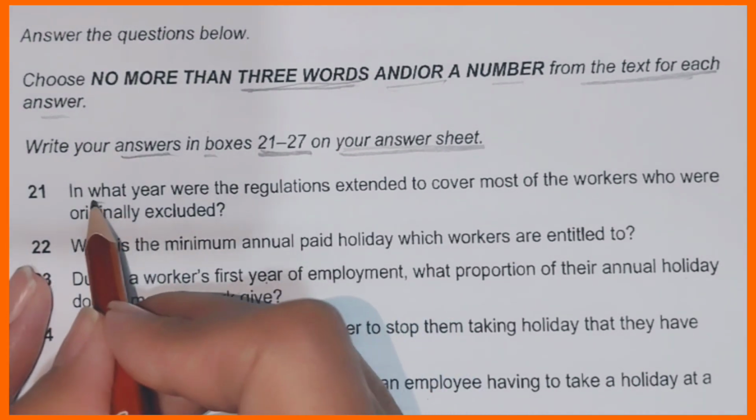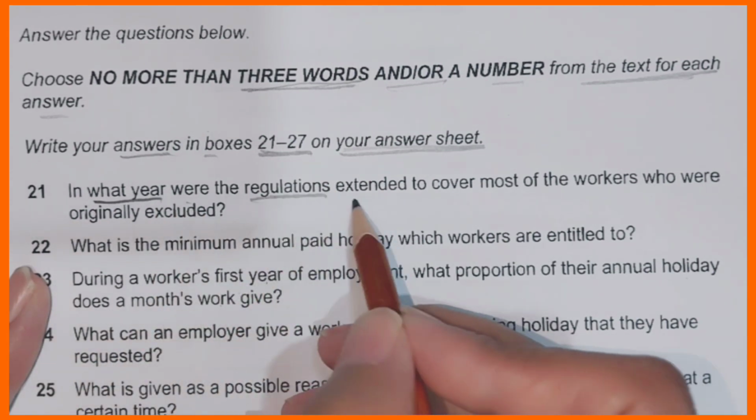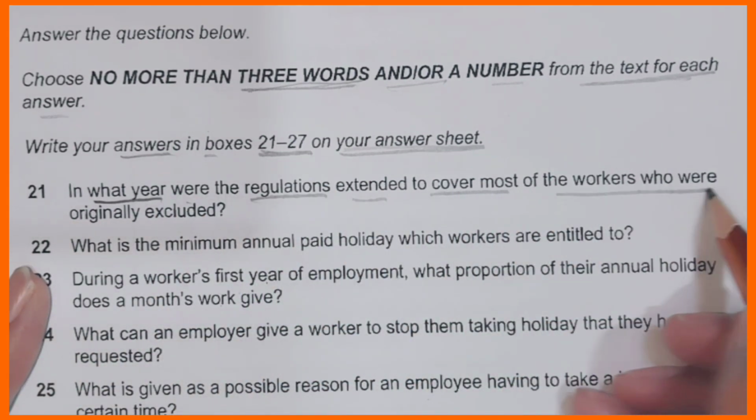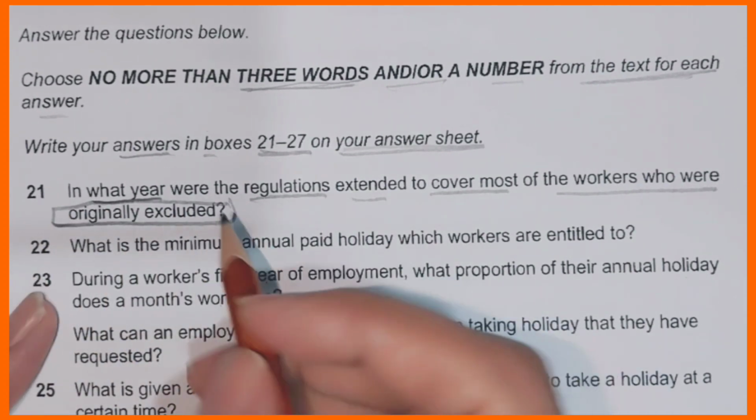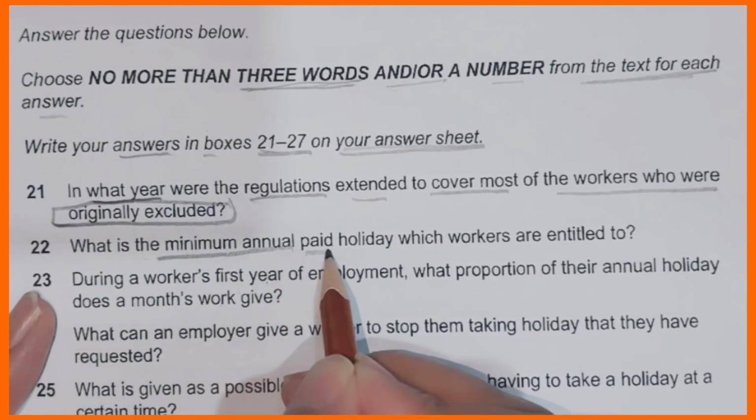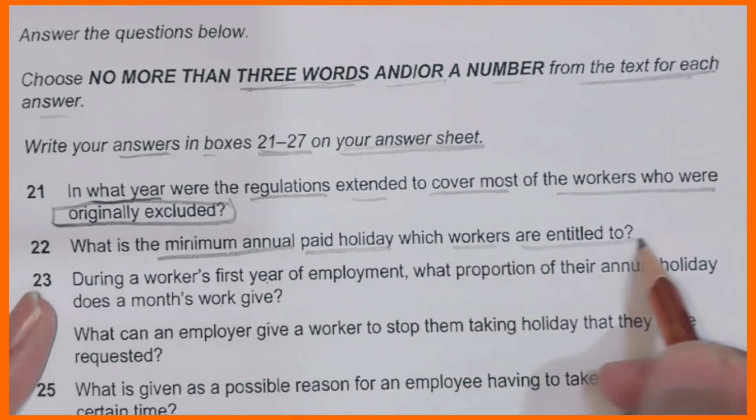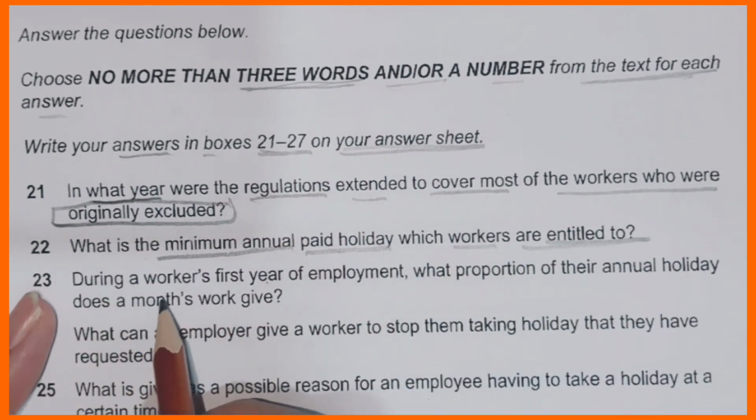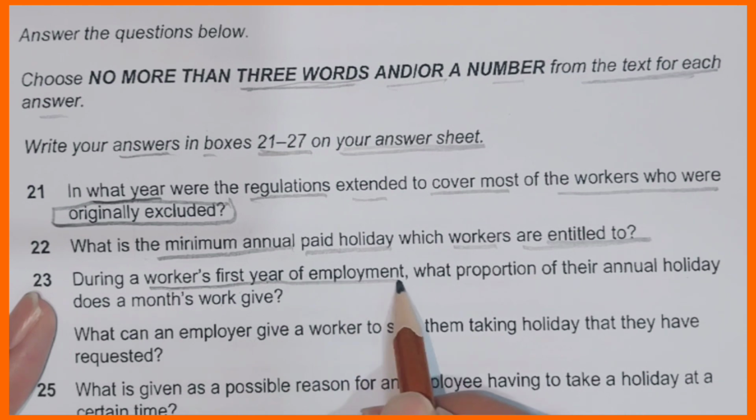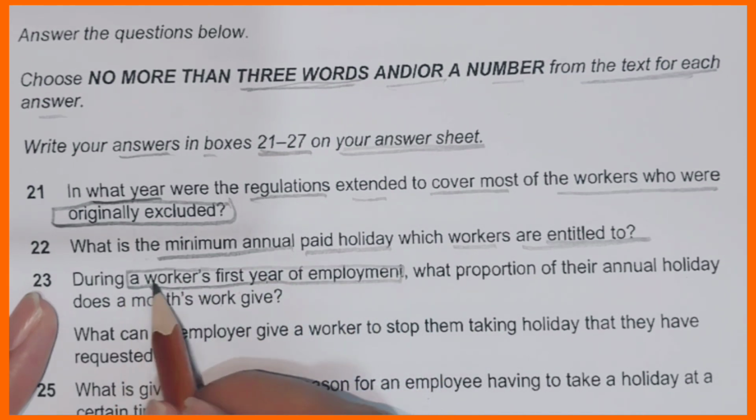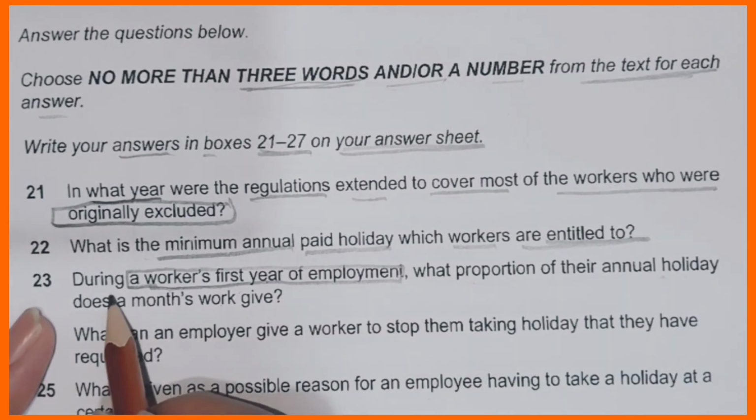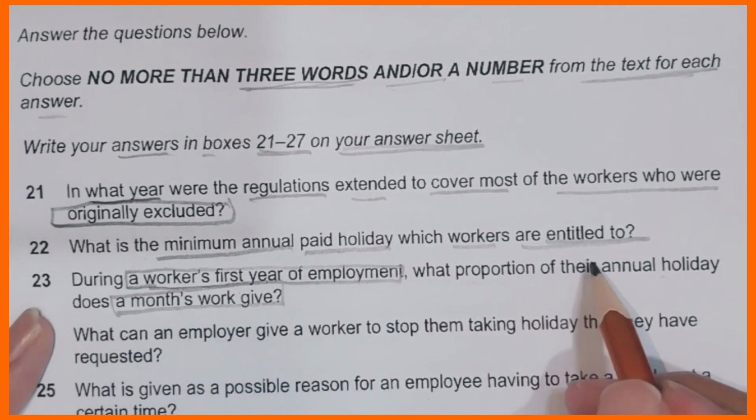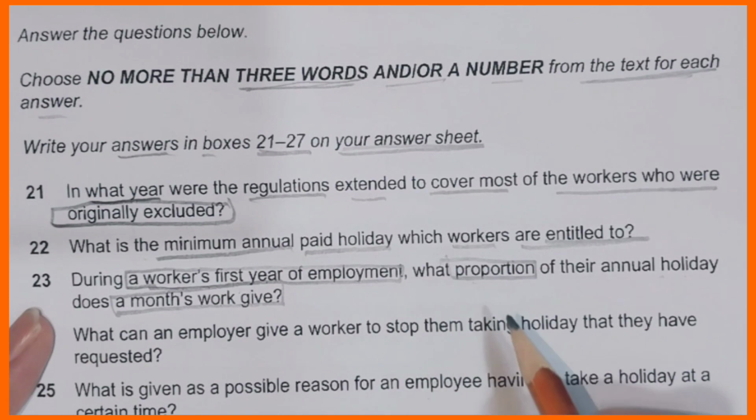In what year were the regulations extended to cover most of the workers who were originally excluded? What is the minimum annual paid holiday which workers are entitled to during a worker's first year of employment? So we are supposed to find out a worker's first year of employment. What proportion of their annual holiday does a month's work give? So we are supposed to find out the proportion of the holiday.